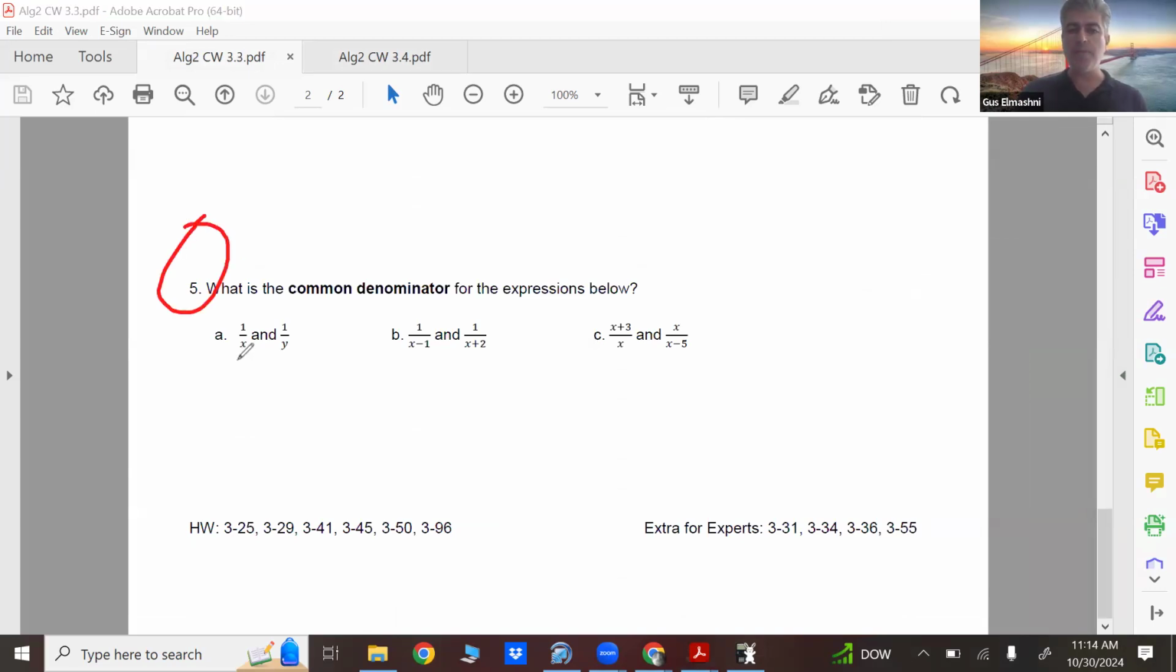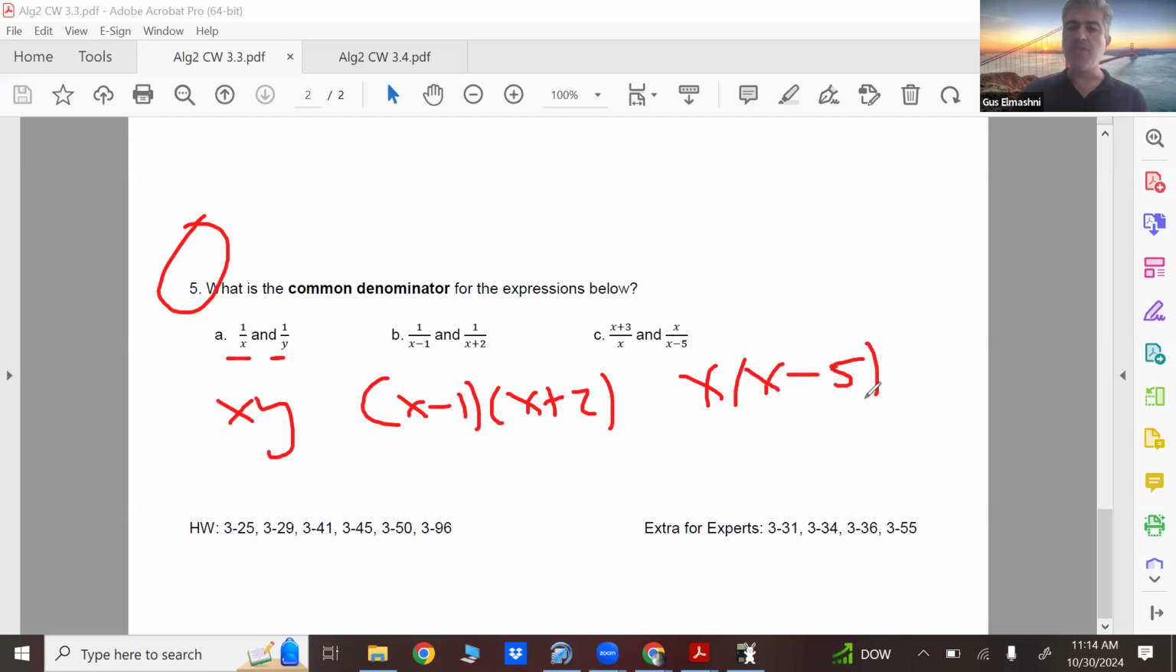Okay, what 2 denominators do you see for A? So xy is your LCD. You multiply it out. And I'm just going to write the other ones so you can see the pattern. You're simply multiplying together, as long as they don't share any factors. Like x minus 1, x plus 2. I can't factor anything out of them, so you just multiply it out. x and y are 2 different letters. That's why. x and x minus 5. x is not a factor of x minus 5, right? x minus 5 is what it is. So those are your common denominators.